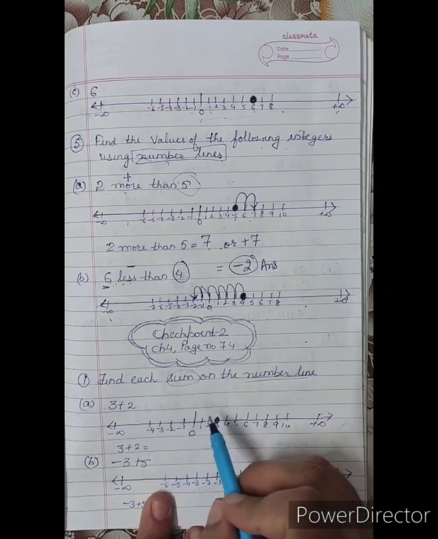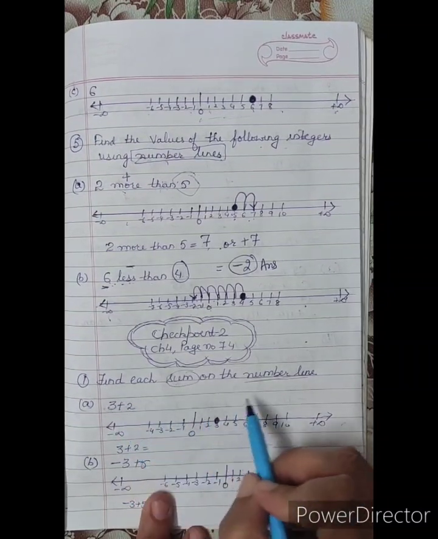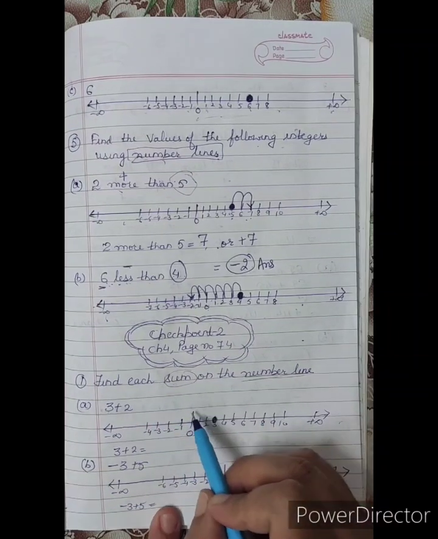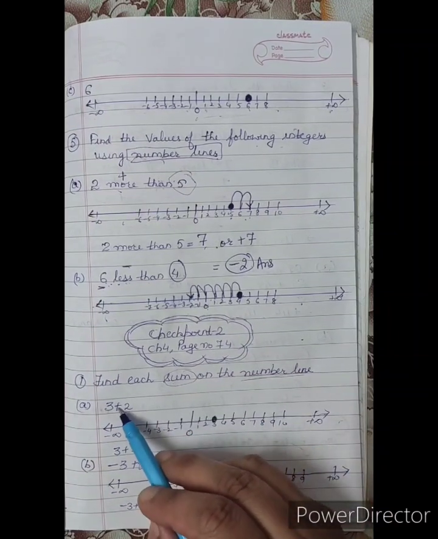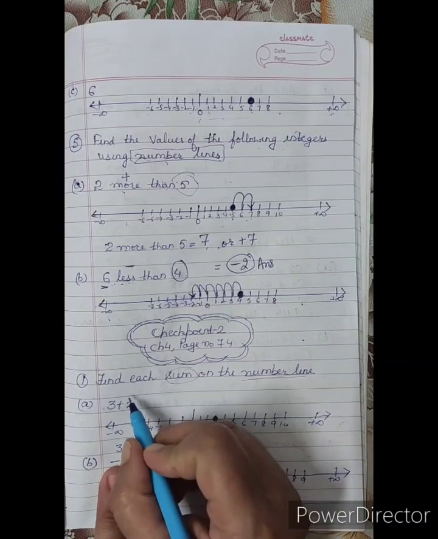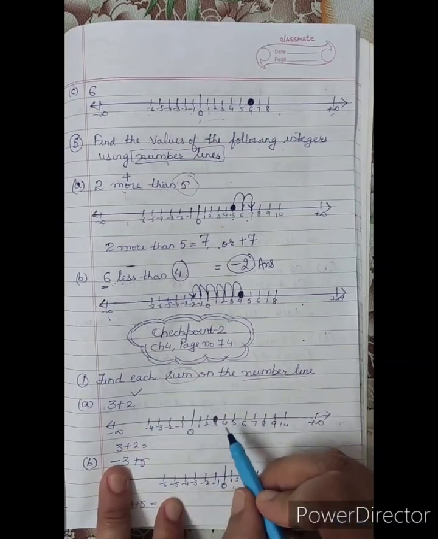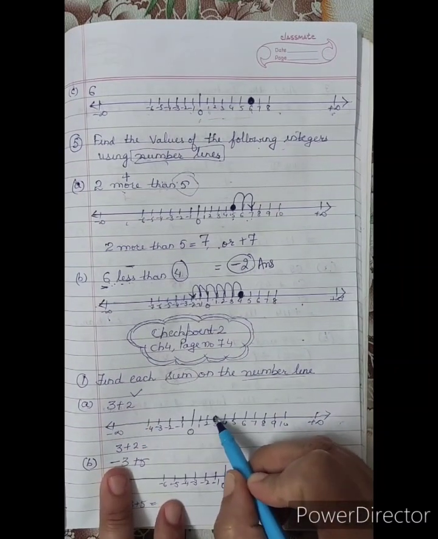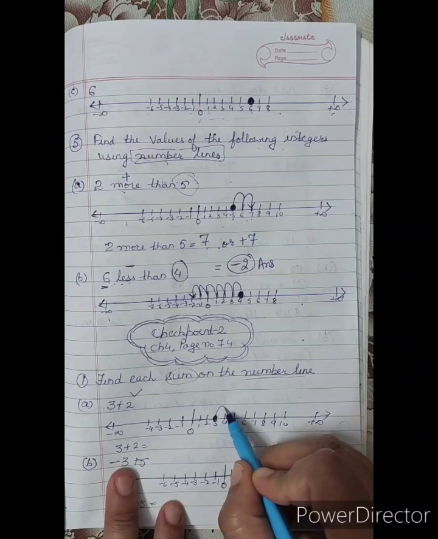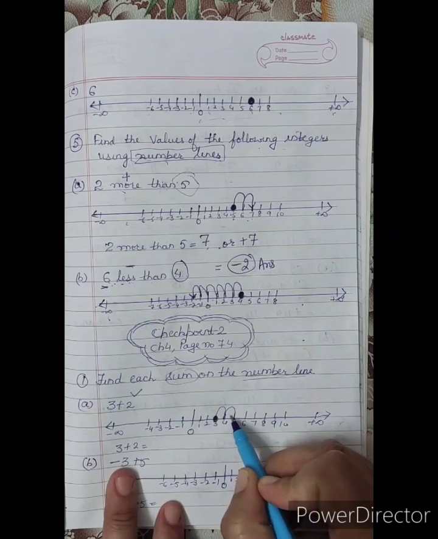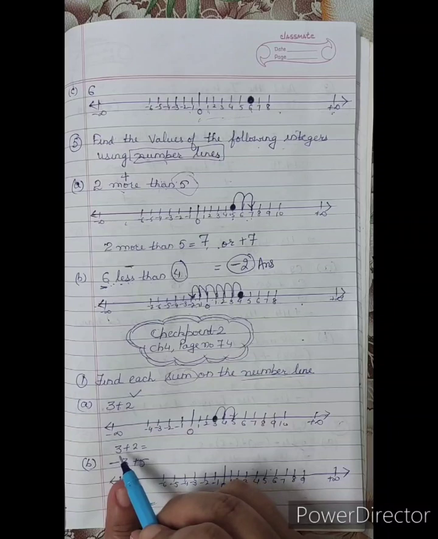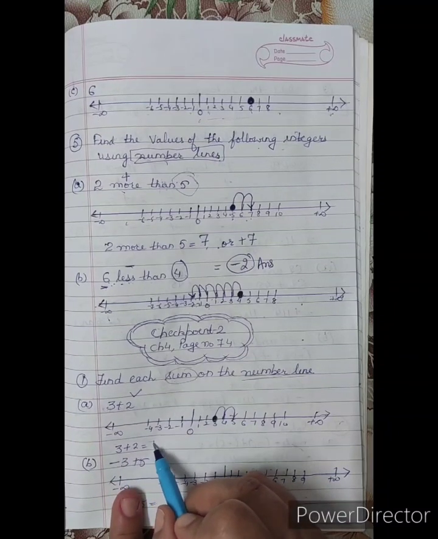So plus sign indicates forward steps, minus sign indicates backward steps. So we have to take forward steps, and how many steps will we take? 2. So firstly we locate 3 and now we'll take 2 forward steps. Let us count: 1, 2. We end up at 5. So the answer of 3 plus 2 on the number line is 5.